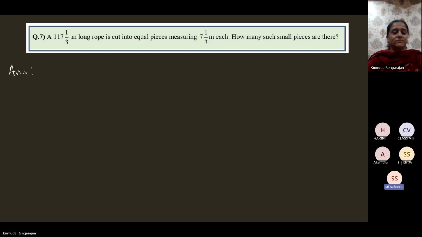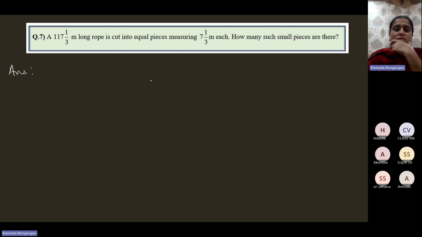Let the number of pieces be x. 352 by 3 divided by x equals 22 by 3. x equals 352 by 3 into 3 by 22. When you cut 3 and 3, x equals 352 by 22. So you have done this one divided by x is equal to 7 1 by 3, right?